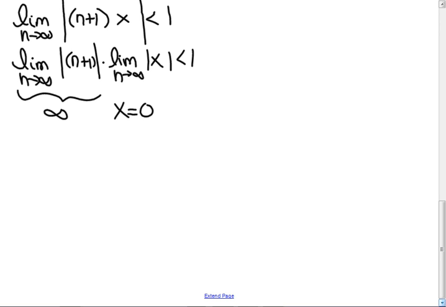So a power series may converge only for 1 point. That's the situation. It might converge for an interval, or it might converge for everything. Because this is 0. If I put 0 in there, it's 0.